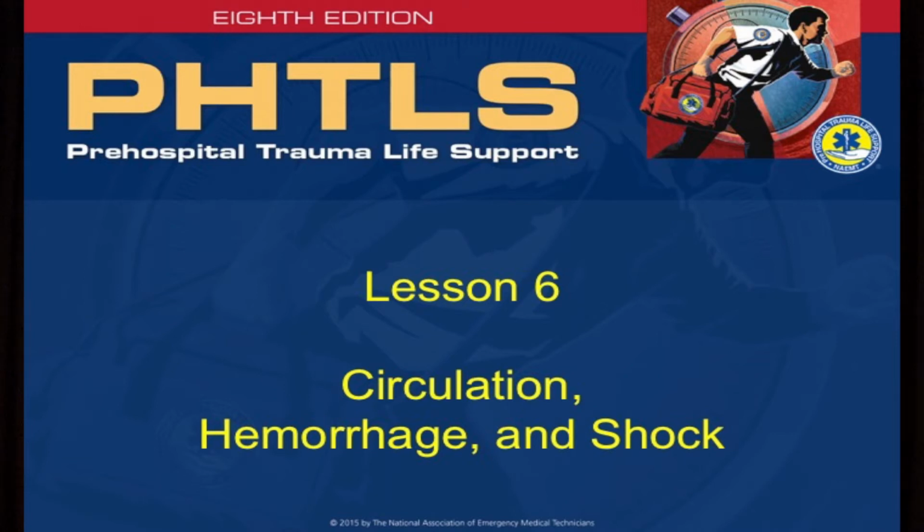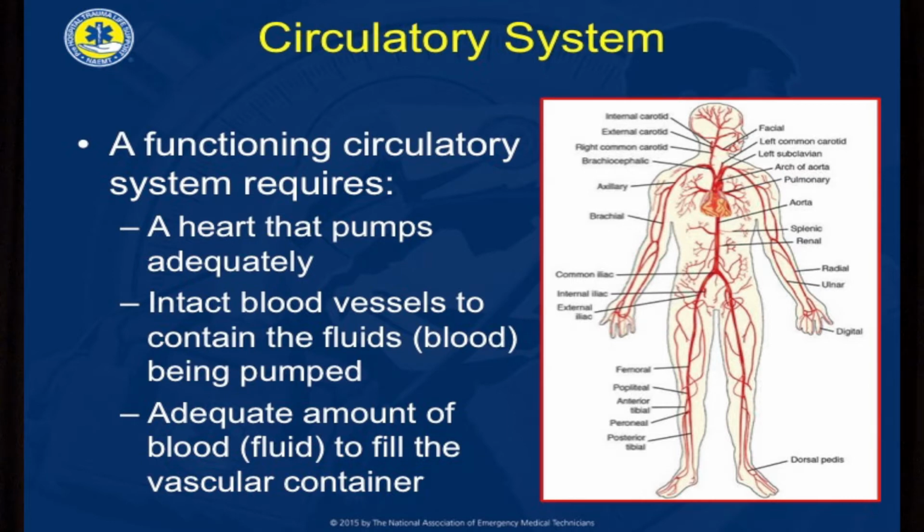Lesson 6, Circulation, Hemorrhage, and Shock. So, we talked earlier about airway, breathing, circulation, and the parts that go along with it. Now we're going to focus on the circulatory system. We said earlier that it requires 3 things to work effectively.